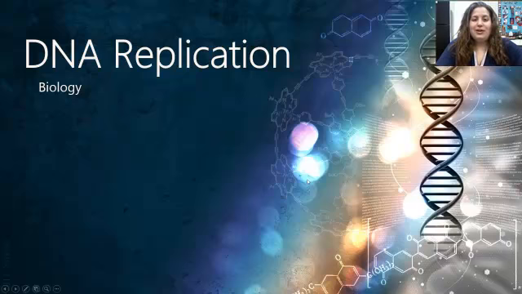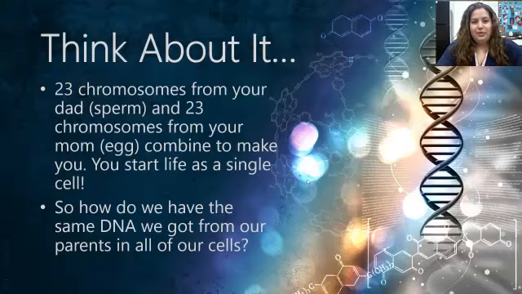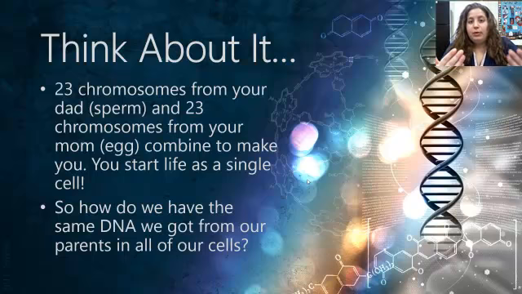Welcome to the video on DNA replication. So let's think about this. When you're first made as a baby, you get one set of chromosomes from your dad and one set of chromosomes from your mom that combine to make a single cell.